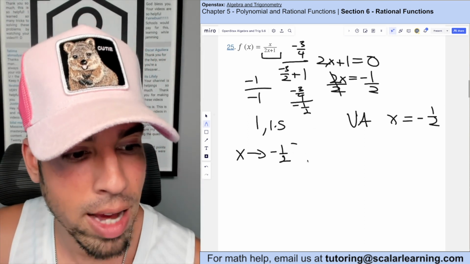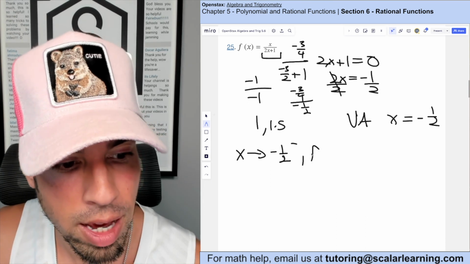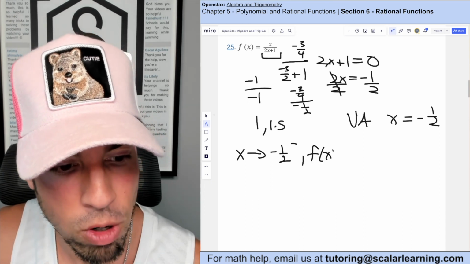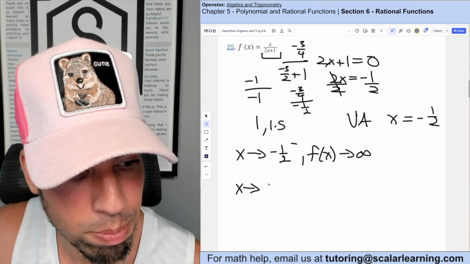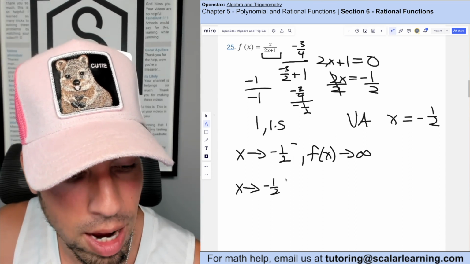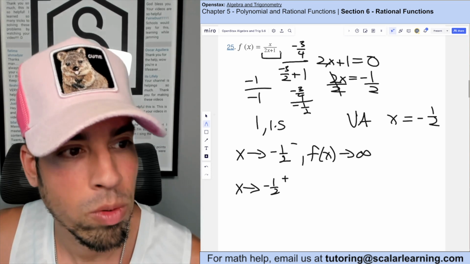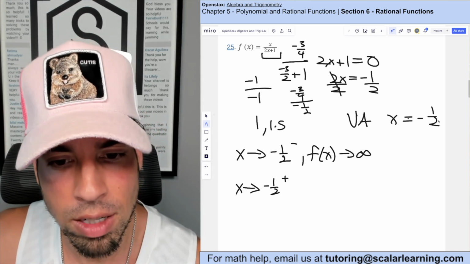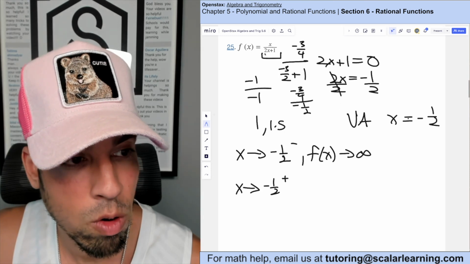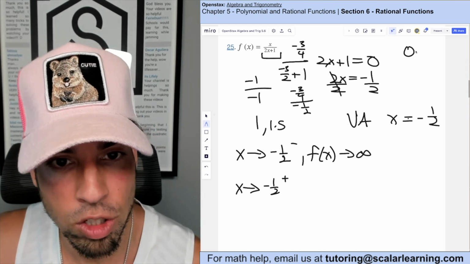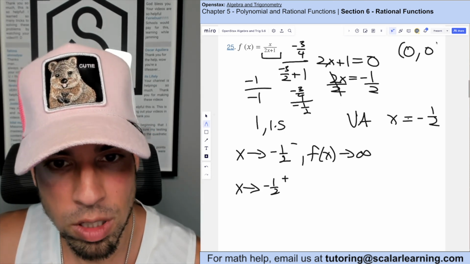So on this vertical asymptote, it appears that as we approach from the left, the function value is approaching positive infinity. Now, what about as we approach this negative 1/2 from the right? Okay, so now we can try values on the other side of negative 1/2, maybe like 0. For example, here we'd have 0 over 0 plus 1, which is 0. So you have that coordinate of 0, 0.